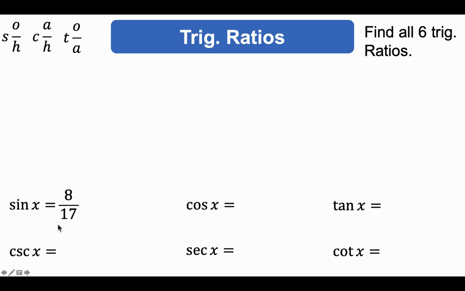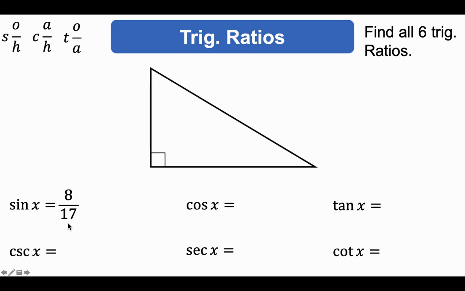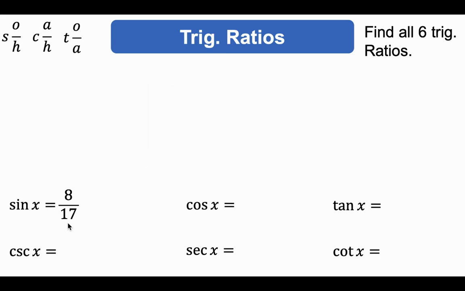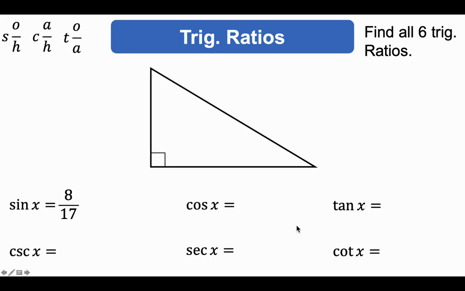8 over 17. Now, cosecant's pretty easy to get from that. You get 8 over 17 is just going to be 17 over 8. But I need the rest of them too. And I know this comes from a right triangle. So just draw a sketch of a right triangle. Doesn't have to be perfect. Doesn't even have to be the right sizes or anything like that. This is just a tool for you to figure out what all these other answers are.